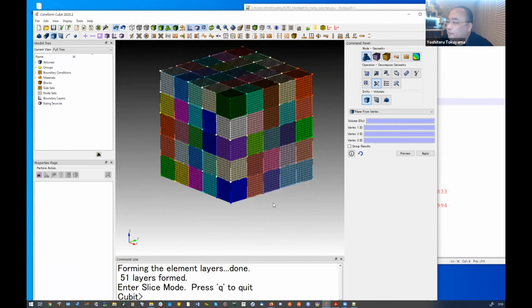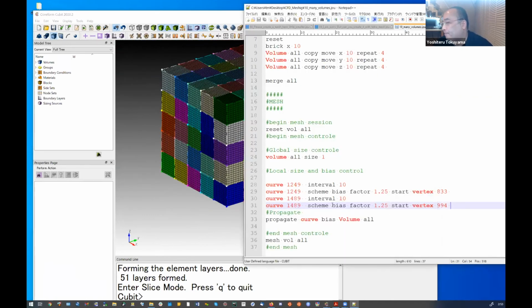I want to modify mesh distribution. I only add these three commands. Curve ID interval 10, curve ID scheme bias factor 1.25, and add propagate curve bias volume all. For example, I remove this command.